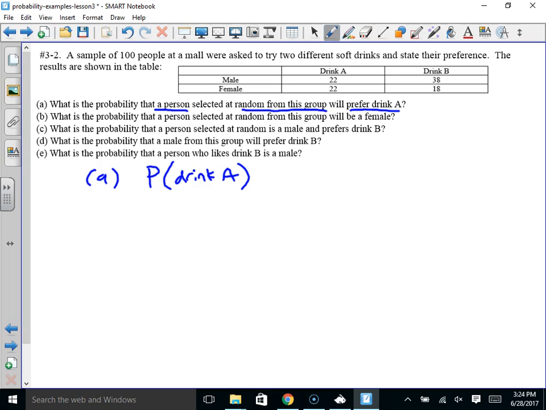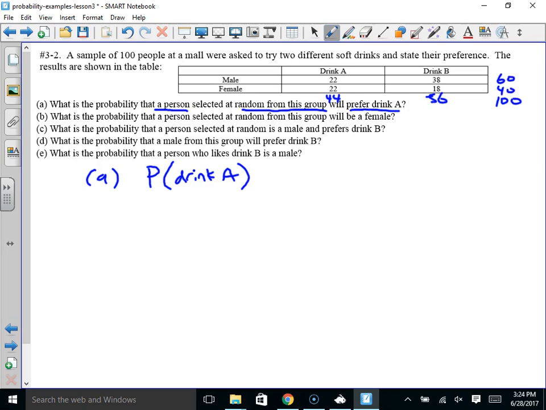Now, since we have a table here, we probably should go ahead and find what are called the marginal counts. So the total number of people that drink A is 44. And if I add up 38 and 18, that turns out to be 56. So there's a total of 100 people here. And 22 plus 38, looks like 60 of them were males and 40 of them were females.